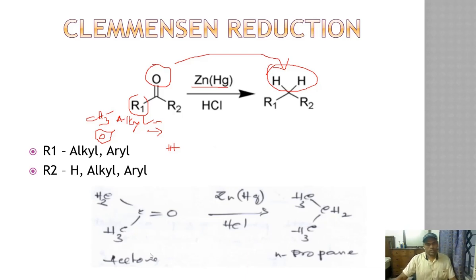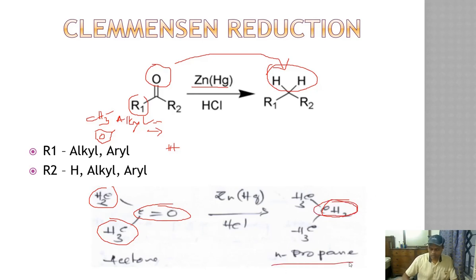Alright, here is an example. Acetone, CH3, carbon double bond O, CH3, that is acetone, and you are doing Clemmensen reduction reaction here using zinc, mercury, and hydrochloric acid. So you are going to get n-propane. This CO group is replaced by CH2, so that is going to be n-propane for that acetone.